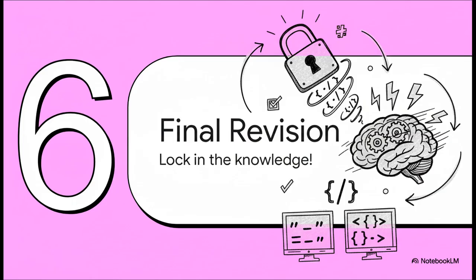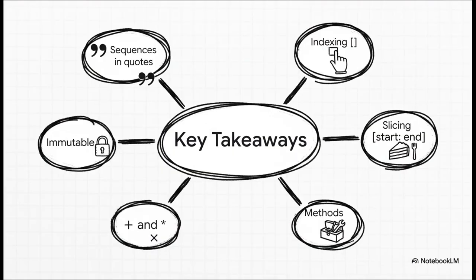But wait, before you go, let's do a super quick fire revision round to lock everything into your brain. Ready? Okay, let's go. Strings are a sequence of characters in quotes. Indexing starts from 0, not 1. Can you change a string? Nope, they are immutable. The trick to get a piece of a string is slicing. The plus operator is for joining, and the star operator is for repeating.